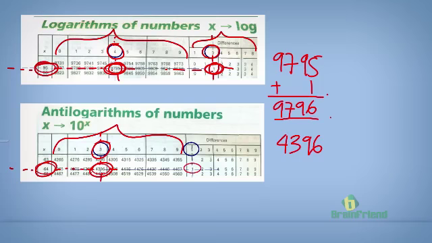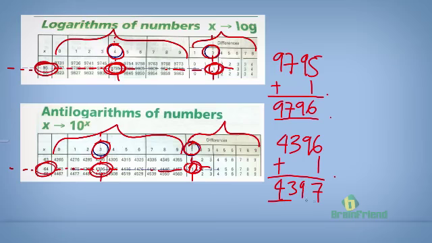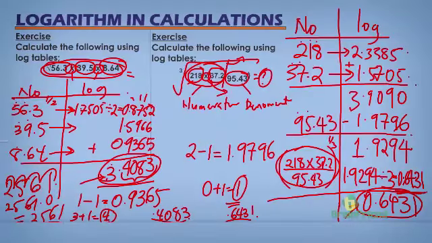The last digit we have in our number string is 1. 1 is found under the difference column. If we trace our column down to meet with our row, we'd have an intercept of column and row at this point where we have a value 1. So our anti-logarithm is the summation of our number here and our number here. And that gives us 4396 plus 1. Therefore, we have our number as 4397.